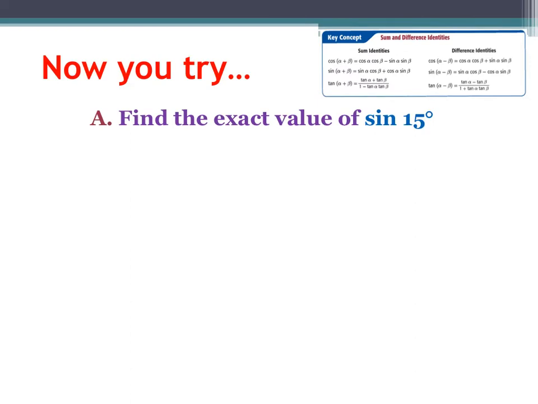All right, now it's your turn to try. So I want you to try this one. This is the sine of 15 degrees. And so remember, the first step is to figuring out what two angles either add up to or subtract. You might have to think about subtracting in this case. But good luck with this one. Pause the video, work this one out, and we'll go over this in a few seconds.